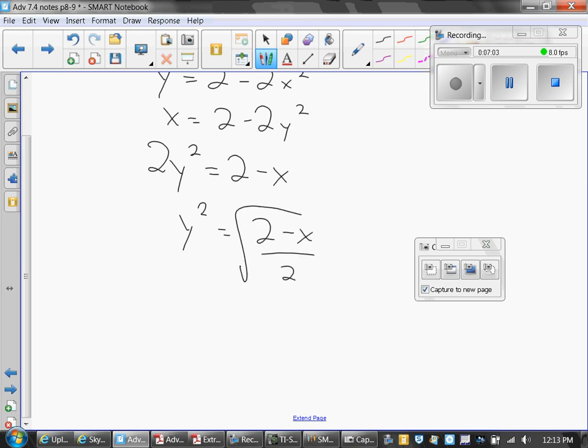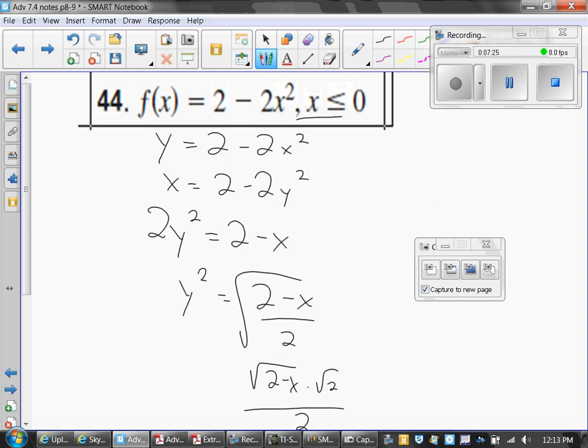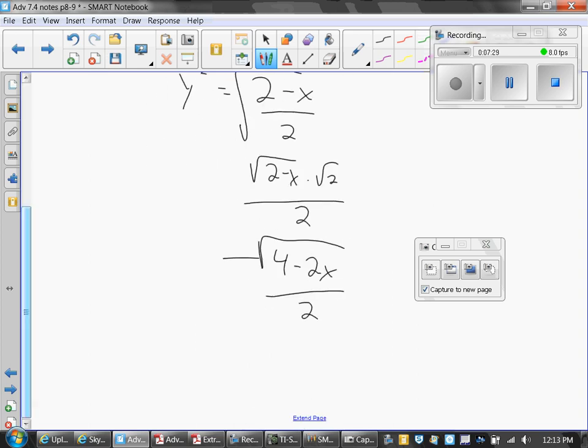You take the square root. And then you just have to get rid of that radical in the denominator. So you wind up with 2 minus x times the square root of 2 all over 2, which is 4 minus 2x over 2. I think this problem also is looking for the negative values, so you just slap a negative here. Okay?